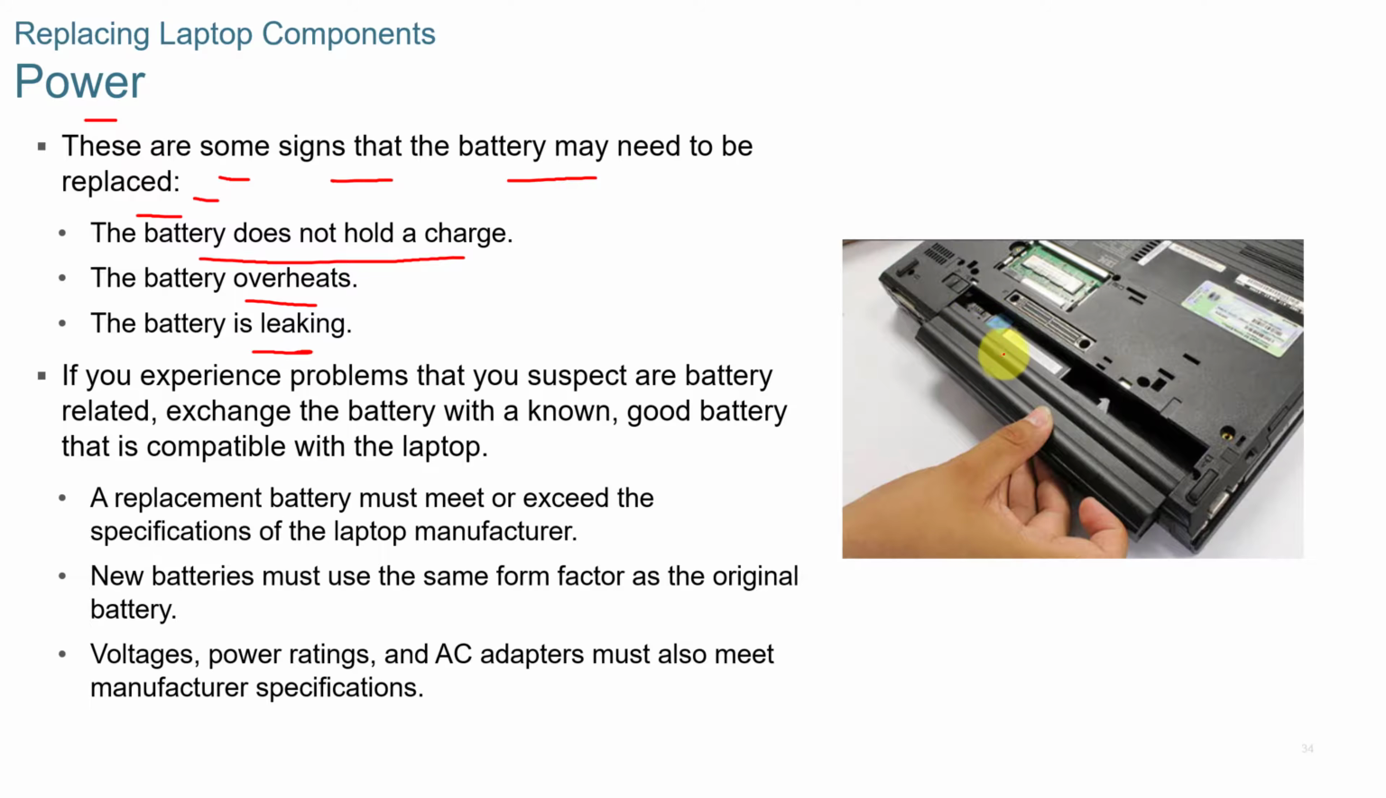Sometimes, with some of the flatter batteries, I've had batteries that start to expand and bubble up because they start going bad, and so you want to replace those as quickly as possible. And if you experience problems that you suspect are battery related, exchange the battery with a known good battery that is compatible with the laptop to check to see if that's the problem. And then a replacement battery must meet or exceed the specifications of the laptop manufacturer. Check with the manufacturer to find out which battery does that.